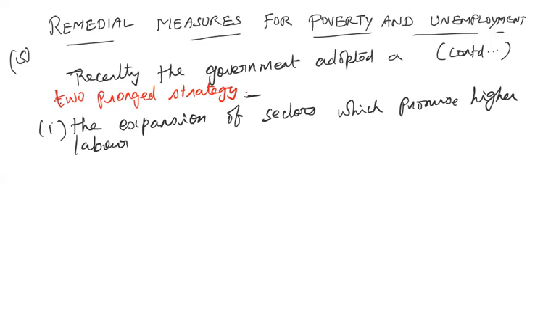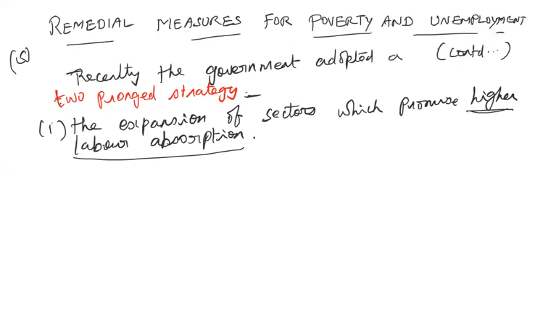Labor absorption. Now, the expansion of sectors which promise higher labor absorption. So we have seen that there was some problem, isn't it? Inappropriate technology. So the government was mainly focusing only on those sectors with capital intensive. So the government has now to concentrate on those sectors that can absorb more and more amount of labor force. See, for example, you take the industries.